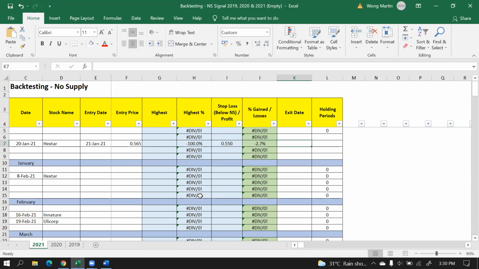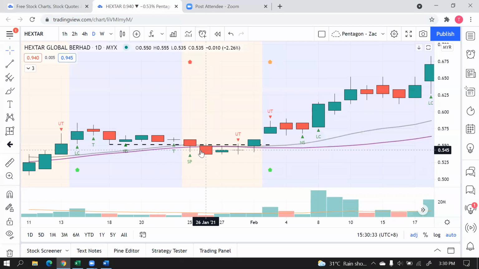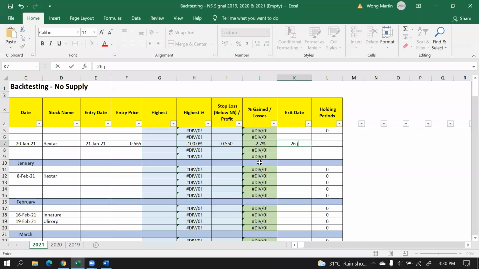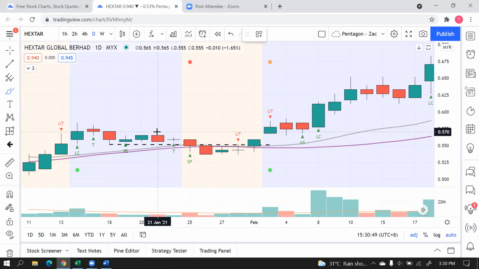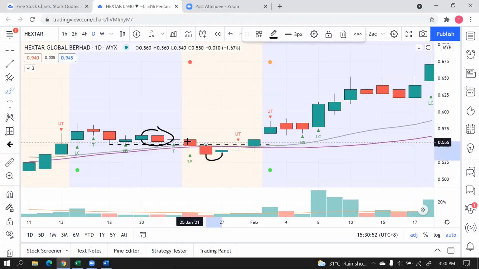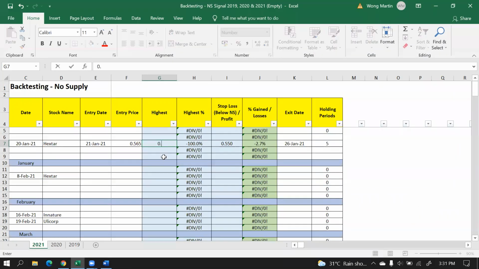We exit, and the exit date is 26 Jan. I just want to calculate how many days I will hold for this trade. And the highest among your trade, for example you enter here, you exit here, what is the highest point among these 5 days? Of course the highest is the entry, 0.565, which means you entered at the highest. You close at 0.550 on 26th of Jan with a loss of 2.7%. Clear so far?